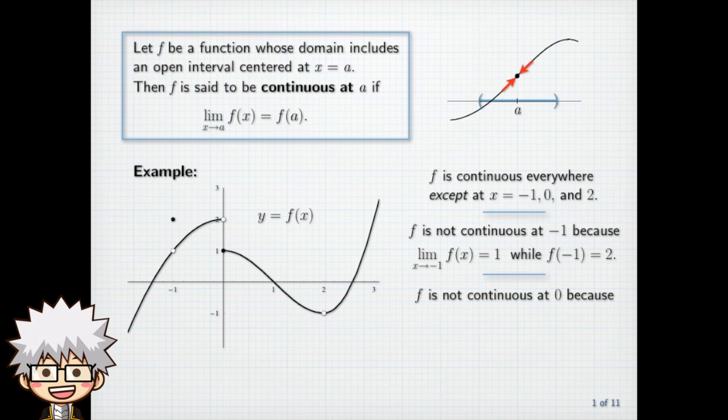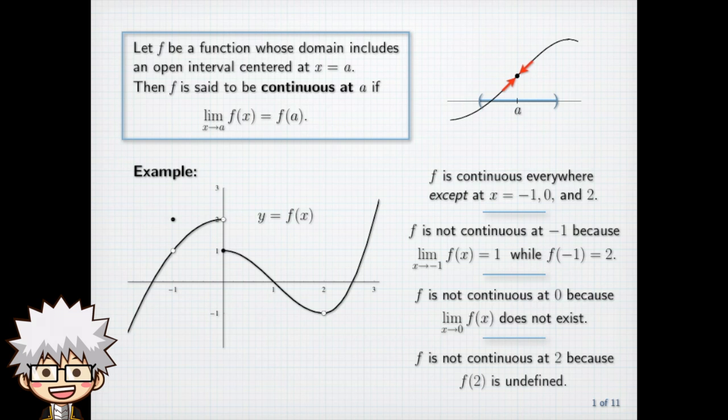F is not continuous at 0 because its limit as x approaches 0 does not exist. F is not continuous at 2 because f of 2 is undefined. Notice that its limit there does exist, it equals negative 1.